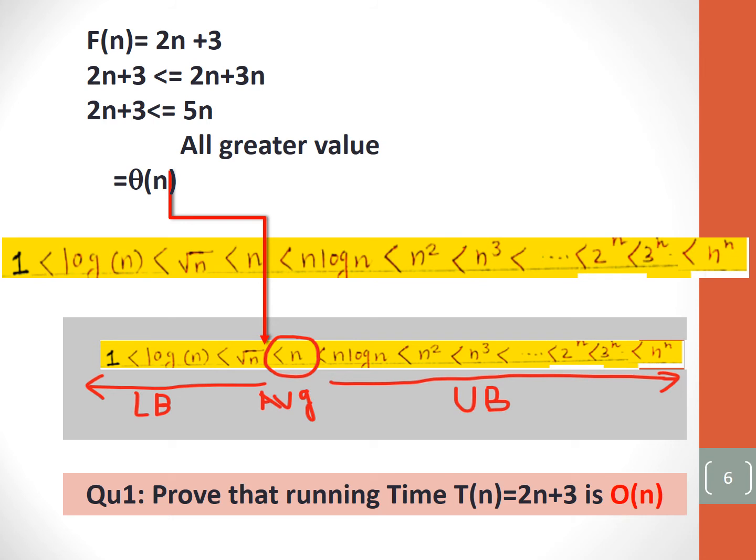So this question can be asked like, prove that the running time T of n equals 2n plus 3 is O of n. So this way, even if the question is asked, we can answer like this.